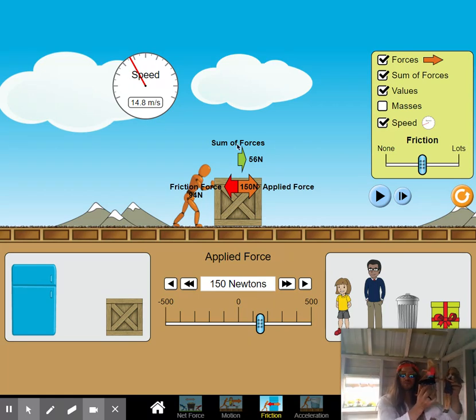But what happens when you let off? The chair is eventually going to stop. Why? Because the gravitational force creating friction on the wheels is going to slow down and stop the chair.